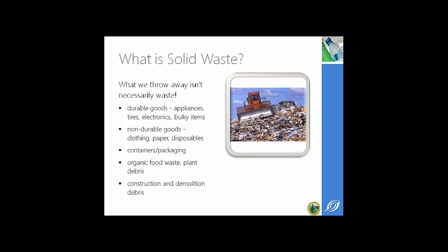durable goods like appliances, electronics, furniture. It's non-durable goods, which we consider clothing, paper, disposable products, stuff that we buy. It's a lot of containers and packaging. It's also quite a bit of organic material, which would be food and plant debris. And then there's construction material and debris going in there.